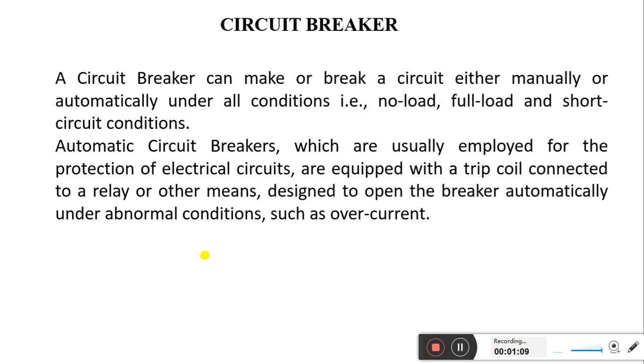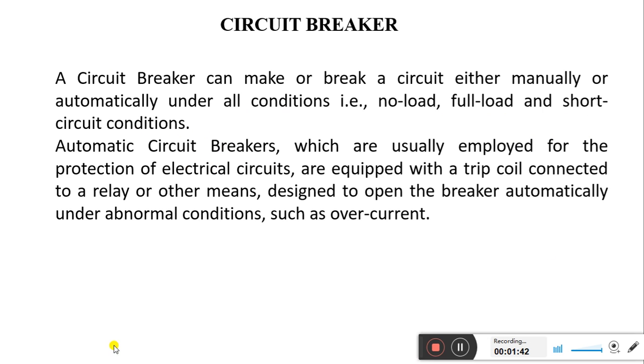And that's why it has been discussed here that a circuit breaker can make or break a circuit either manually or automatically under all conditions, that is no load, full load and short circuit conditions. It means a circuit breaker can be opened manually or automatically under three conditions. What are the three conditions? That is no load, full load and short circuit conditions.